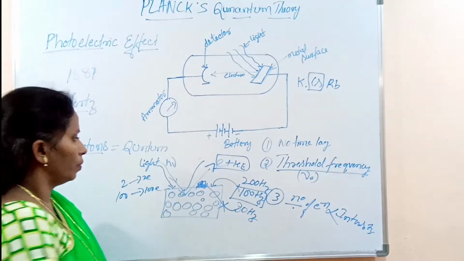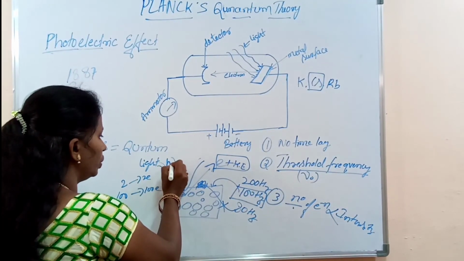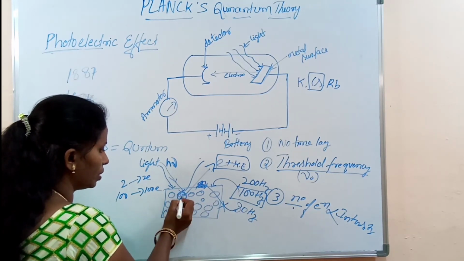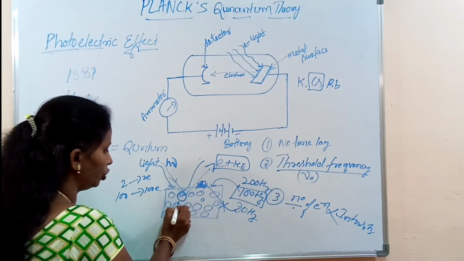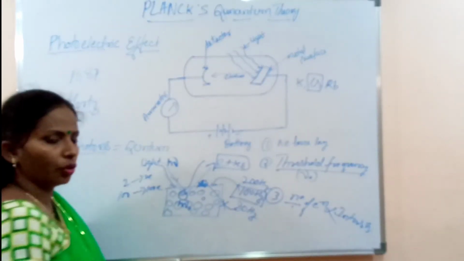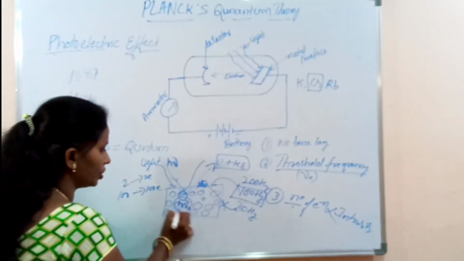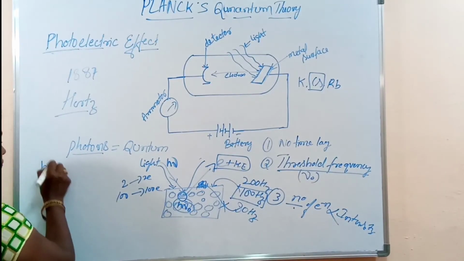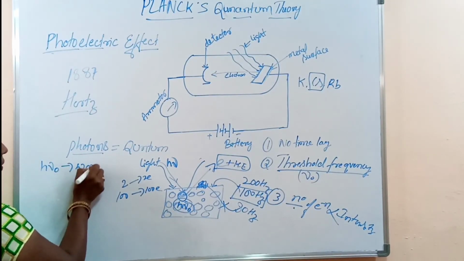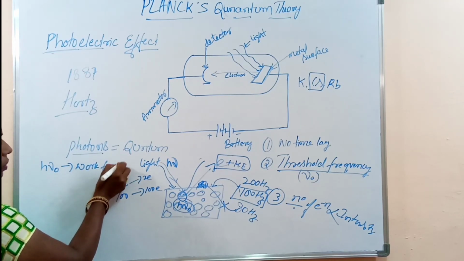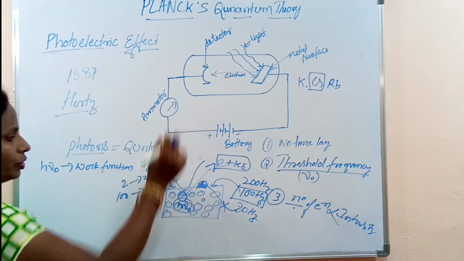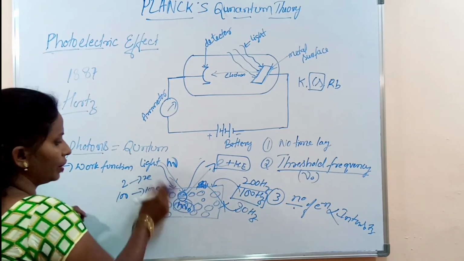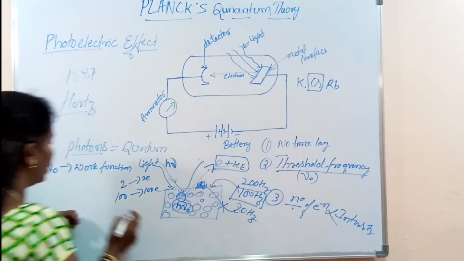Here h nu is the incident radiation, and for ejection of an electron it requires h nu naught. So a minimum energy is required. This h nu naught is called the work function, the work function for ejection of an electron from the metal surface. Now the remaining difference in energy appears in the form of kinetic energy.